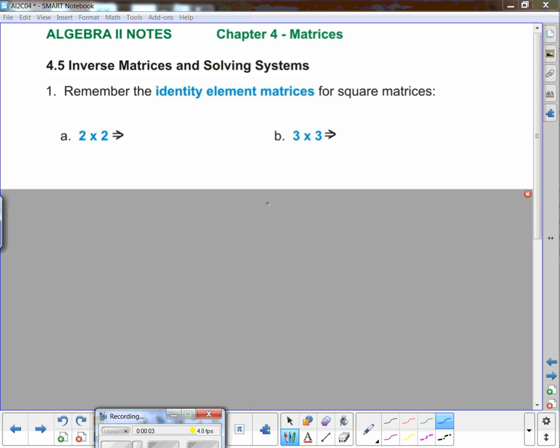All right. Anyhow, this is 4.5, inverse matrices, and then we're going to solve systems after we understand how to do inverse matrices. All right, so a little refresher, identity element matrices. We've done this already. This part is review. Only square matrices have inverses or have an identity element matrix, and so if you remember, on the diagonal you have your ones and all the other spaces are filled with zeros. Right, that was the identity element matrix for a 2 by 2.